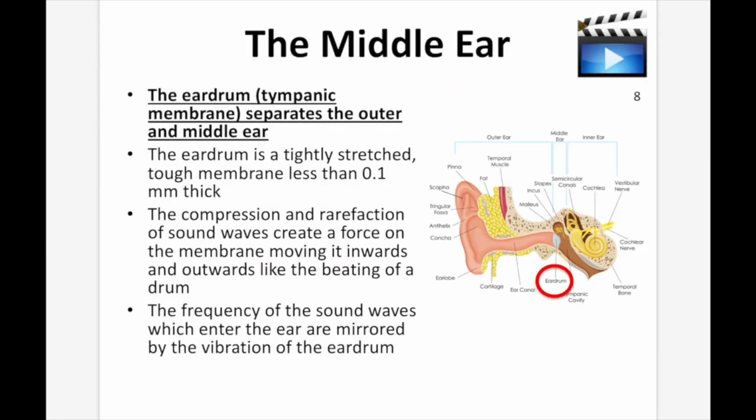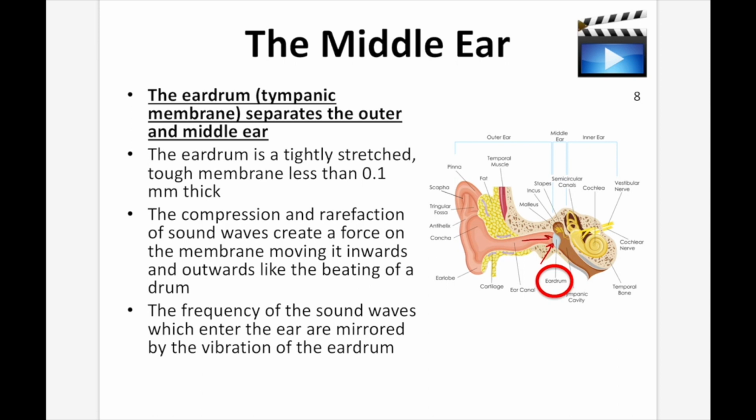The eardrum, tympanic membrane, separates the outer and the middle ear. You can see the eardrum located right there. The eardrum is a tightly stretched, tough membrane, less than 0.1 millimeter thick. Think of it as kind of like a drum. The compression and rarefaction of sound waves creates a force on the membrane, moving it inwards and outwards like the beating of that said drum.